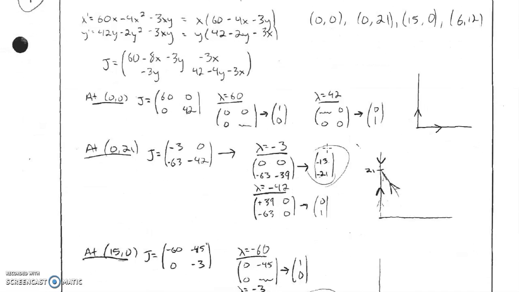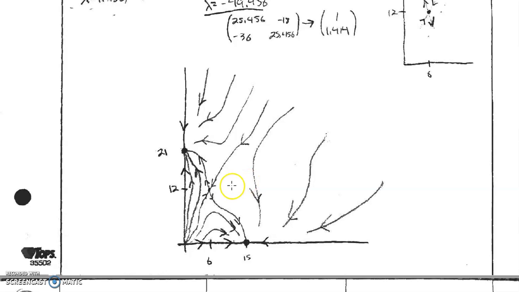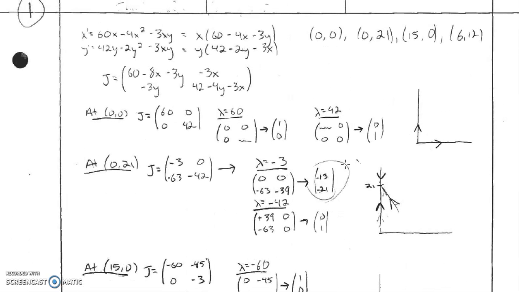All right, here we go. That is the phase plot for the first one right there. I have 4 critical points. I'll go through how I got all this.